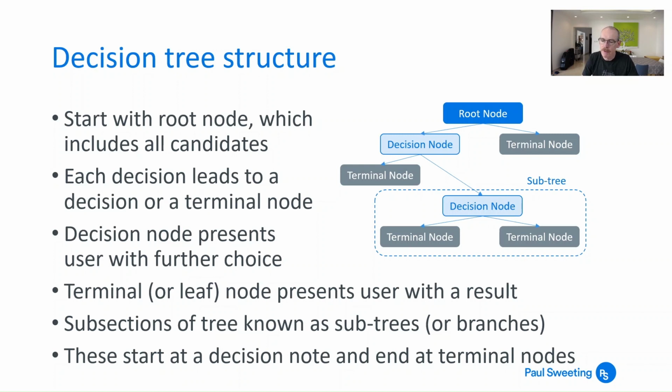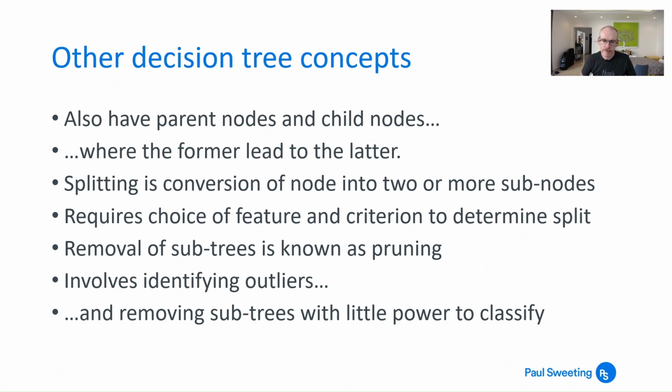You can also look at individual subsections of your decision tree, and these are known as subtrees, or sometimes branches as well, to keep the horticultural or arboreal theme going. And these start at a decision node and they end at terminal nodes. Other important concepts in decision trees, you've got parent nodes and child nodes. Parent nodes understandably lead to child nodes. When you've got a particular node and you split it into two or more subnodes, that's called splitting.